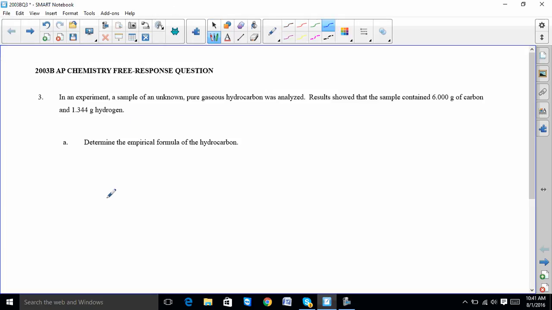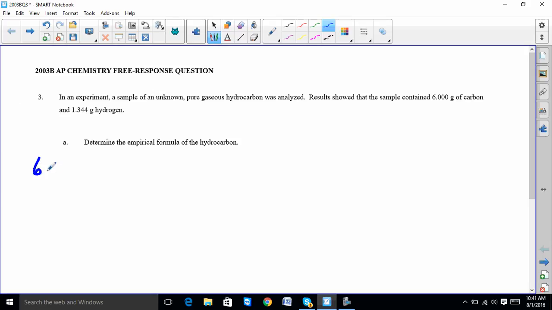Okay, 2003B, question 3. In an experiment, a sample of an unknown pure gaseous hydrocarbon, again, hydrocarbon means just hydrogen and carbon, was analyzed. The results showed that there were 6 grams of carbon and 1.33 grams of hydrogen. What's the empirical formula? Remember, the empirical formula is the simplest whole number ratio.